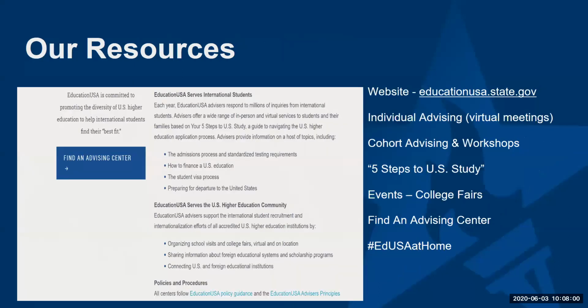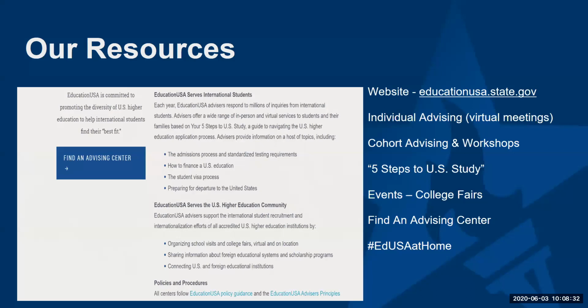Next slide, please. So please check out our website, educationusa.state.gov, and then you can log into our website to find an advising center that is near to you. And our advisors are available for individual one-on-one advising, as well as for webinars and workshops. So they've been holding cohort advising sessions on a regular basis, speaking about the application process.